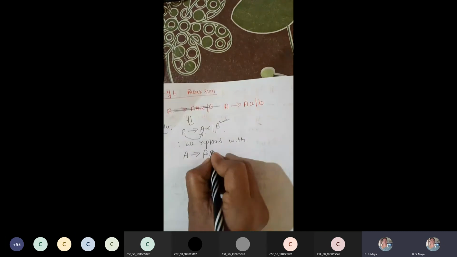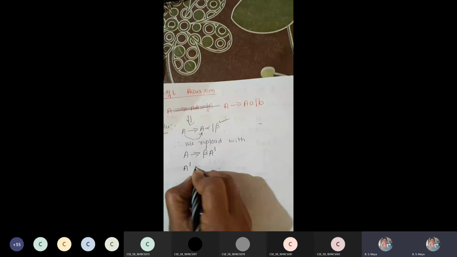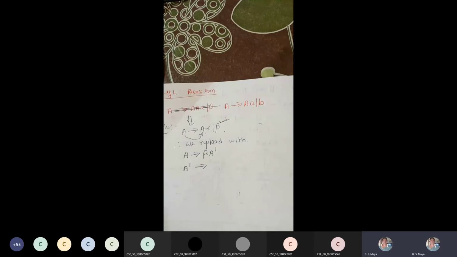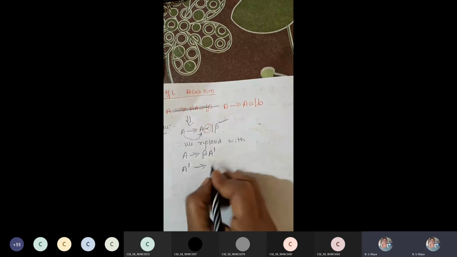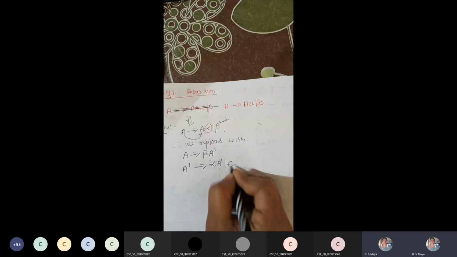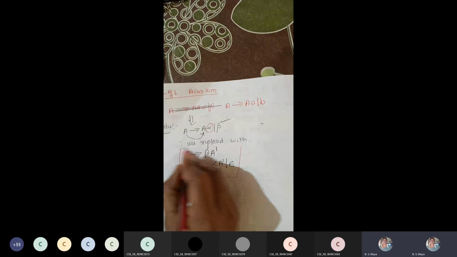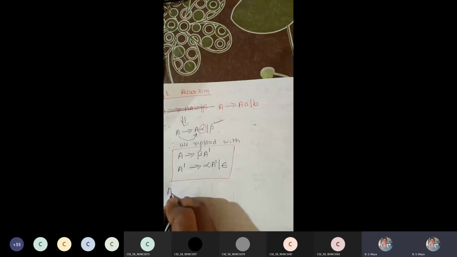It starts with beta. Then you have a new production A dash: A derives beta A dash. What is A dash? This is the formula I am writing. A dash derives the remaining part. You leave that A, and what remains is alpha. A dash derives alpha A dash, then epsilon. This is the general formula I am writing. The production has left recursion, and it is replaced with that. According to that, we can solve my problem.